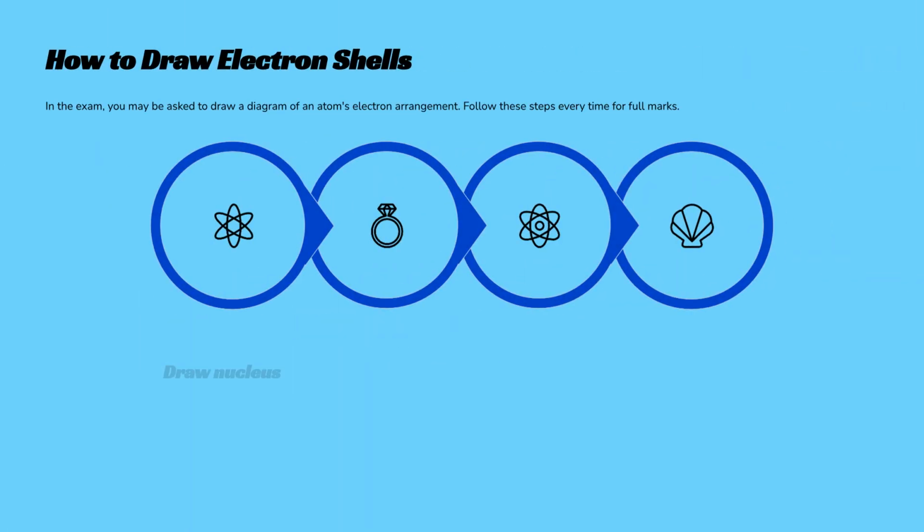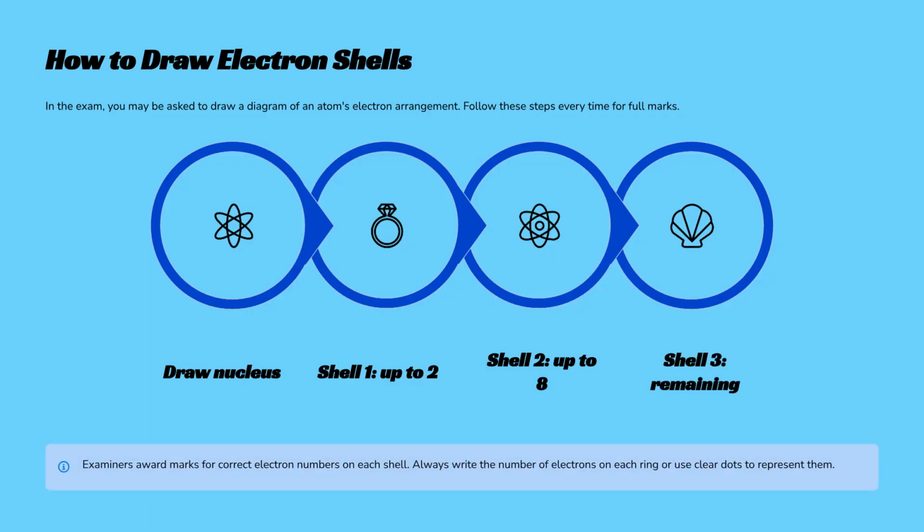To draw electron shells, start with the nucleus. Then, draw shell 1 with up to 2 electrons. Follow with shell 2 up to 8 electrons, and finally shell 3 with the remaining electrons. Always ensure your electron numbers are correct.